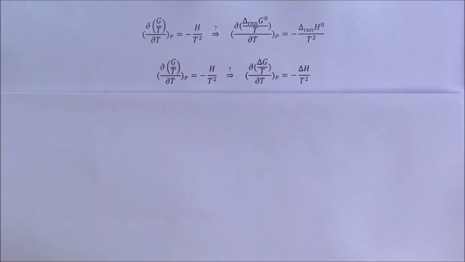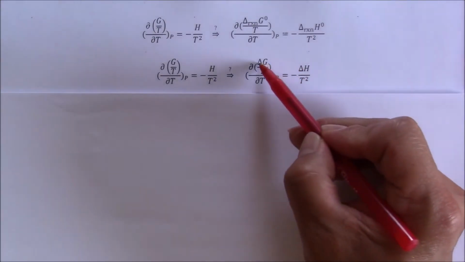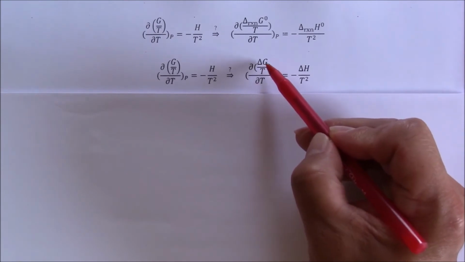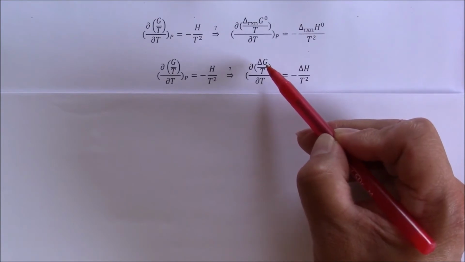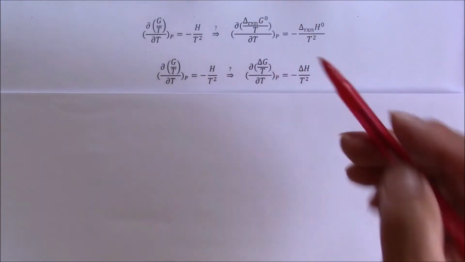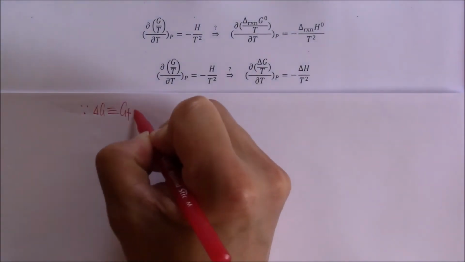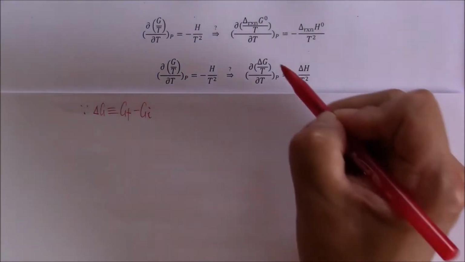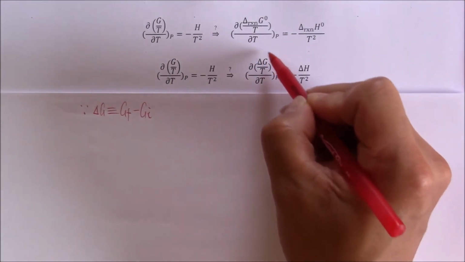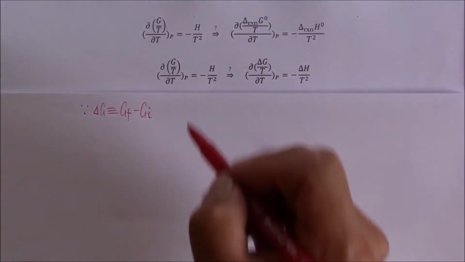Well, let's get started. By definition, delta G means the change of Gibbs energy. We use the Gibbs energy of the final state minus the Gibbs energy of the initial state. Let me put it down. We can use G_F minus G_I to replace delta G in this partial derivative. Let's see what we can get.